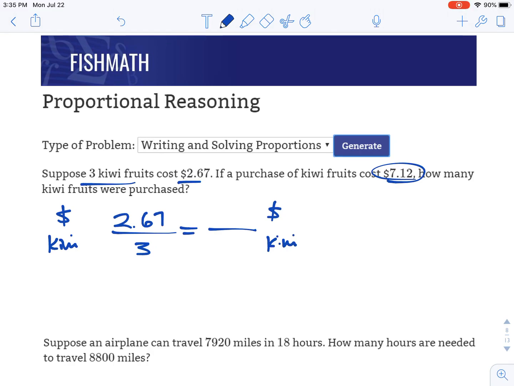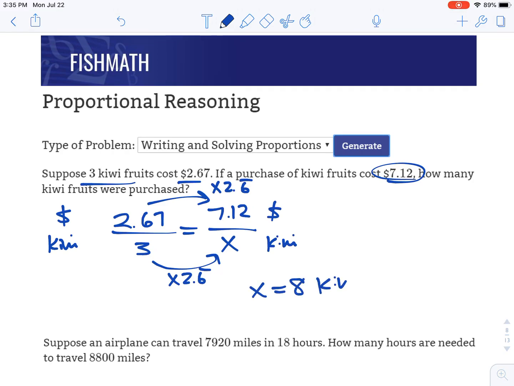So now we know where that $7.12 has to go since that's dollars. And we don't know how many kiwi, so that's x. Then we just look for a scale factor. Because we want to go 3 to x, we go the same way here. We can take $7.12 and divide that by the $2.67 to get our scale factor. That gives us 2.6 repeating. Leave that on your calculator screen. And then just do that times 3. And we get our answer, which is 8 kiwi.